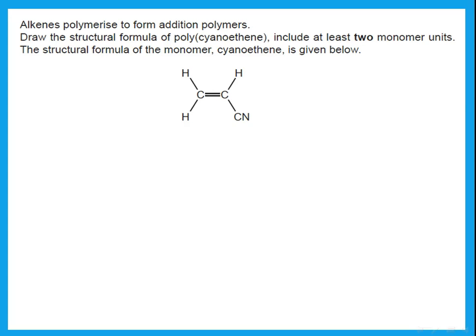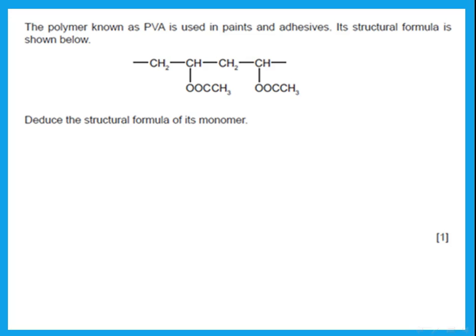Easy enough? Okay. Alkenes polymerize to form addition polymers. Draw the structural formula of polycyanoethene, and he gives you the structure of cyanoethene. So basically he's telling you to draw the polymer of this in exactly the same way. Instead of a double bond, we have a single bond, bond from here, bracket and n. And then the first carbon is bonded to 2 hydrogens, the second carbon is bonded to a hydrogen and the CN, you copy it exactly as it is.